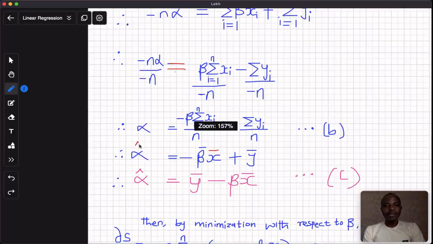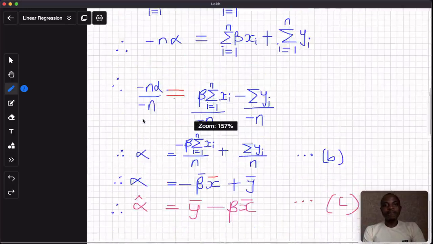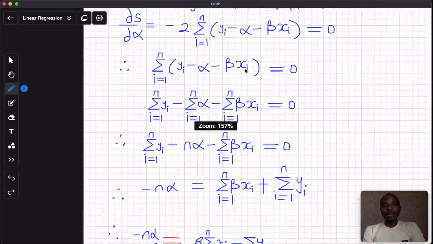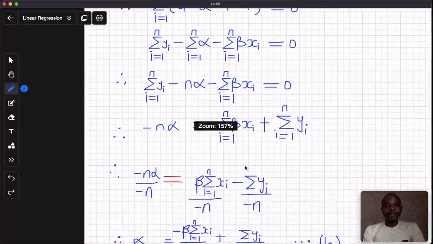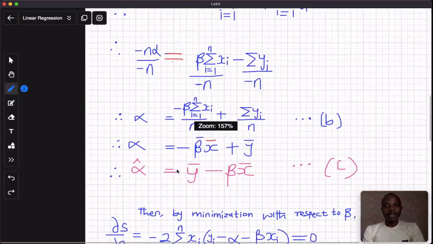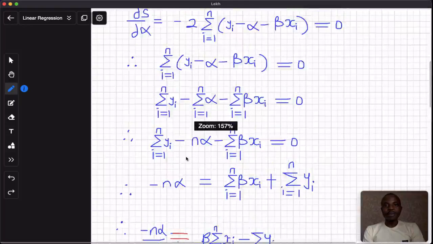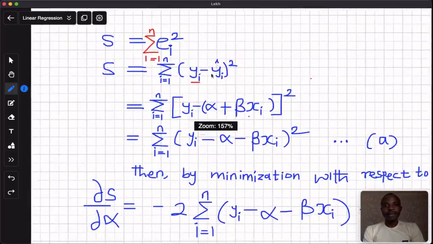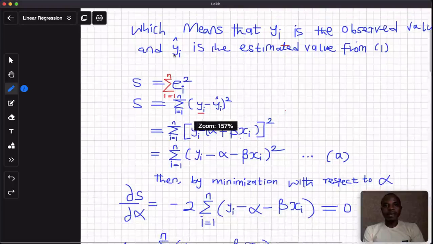Now, ordinarily, you should write a cap for all the alphas that you write after the minimization, after you have done this. From here, you should begin to have cap on alpha and beta, but I'm not doing that because of what I'm using. So you should know that this means that it's an estimate. Just like we did for y, if you remember, y cap, meaning that it's an estimate. And we had said that here.